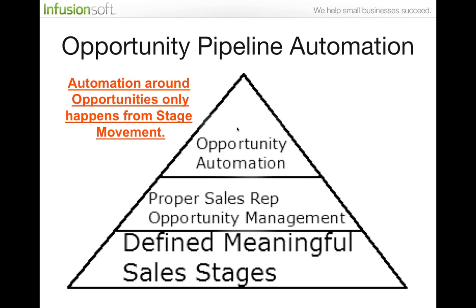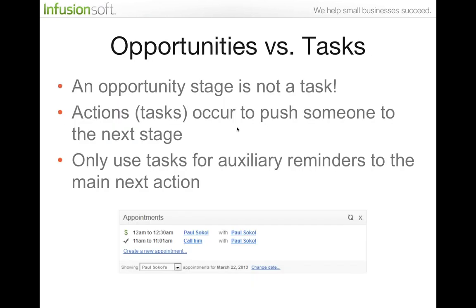So now we get to the whole thing that everybody was voting for, which is pipeline automation. Now again, automation only happens around stage movement. And so that's what we want to keep in mind. So we can see this all builds upon itself. You got to have your stages, your sales reps need to be using it correctly, so you got to train them, and then the automation is going to do what we're expecting to do.